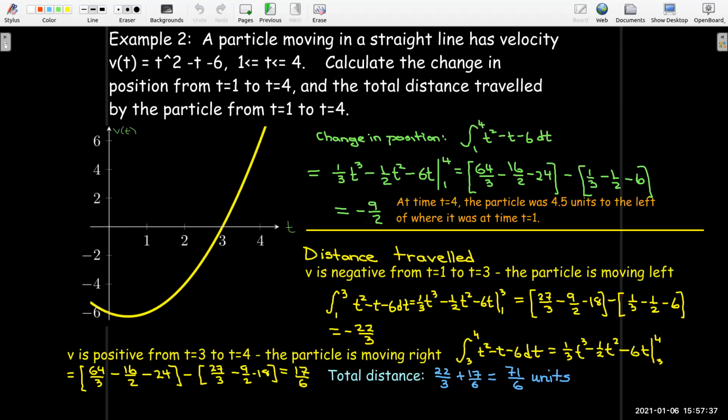What if I had kept the negative 22/3? I would wind up with the net change. Negative 22/3 plus 17/6 would be negative 9/2. So when we're looking at total distance traveled, we're really kind of looking at the absolute value of the velocity function and evaluating the integral of the absolute value.